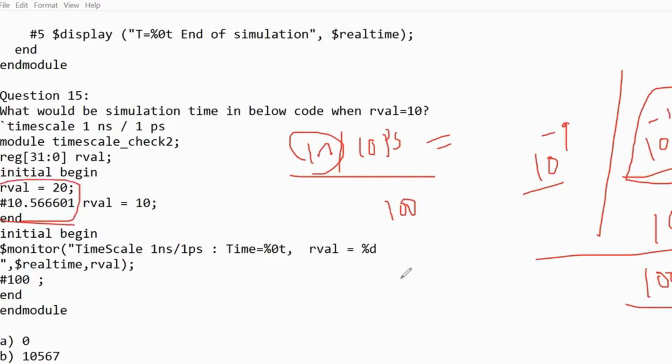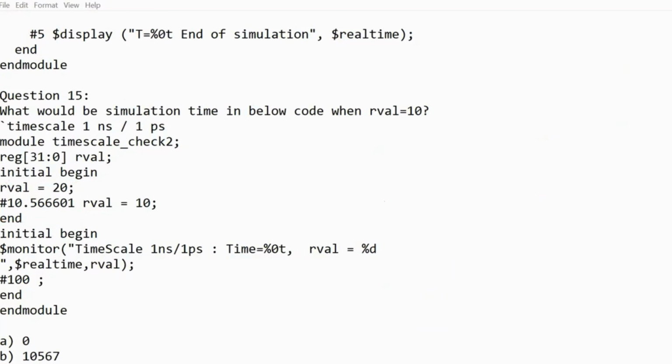Like that, you cannot take 10 picoseconds by 1 nanosecond, because 10 picosecond is a very small value and 1 nanosecond is a greater value. So you will get a negative value here, again you will get 10 power 3, like that. So which is a negative value here, so we cannot consider that value. Do you have any doubts, others?